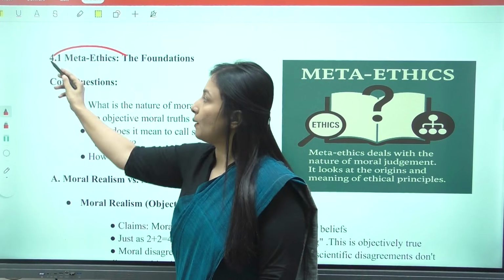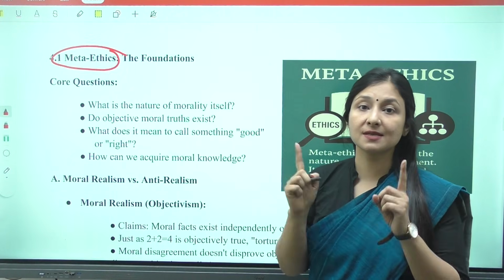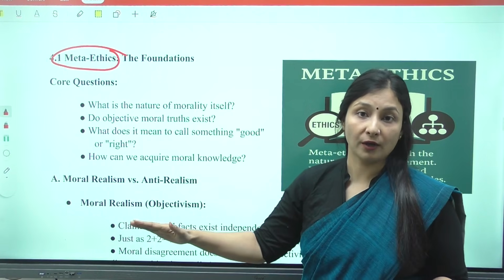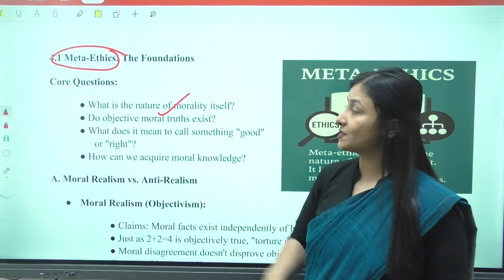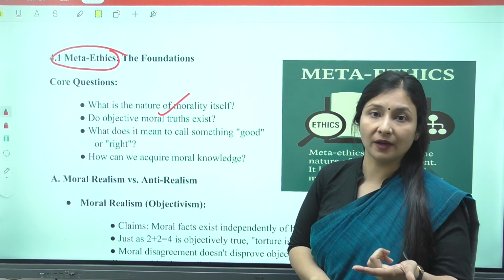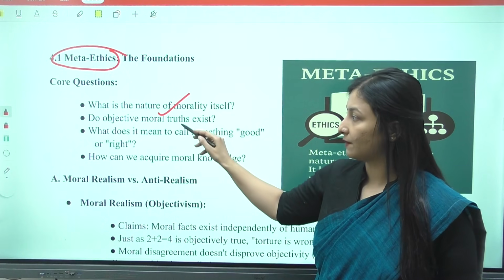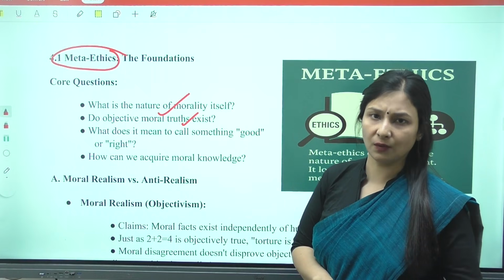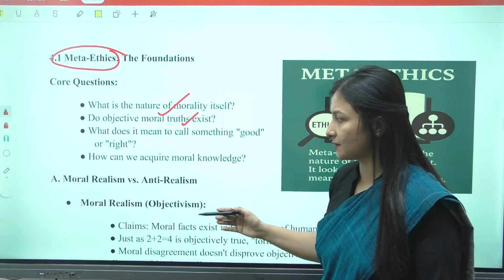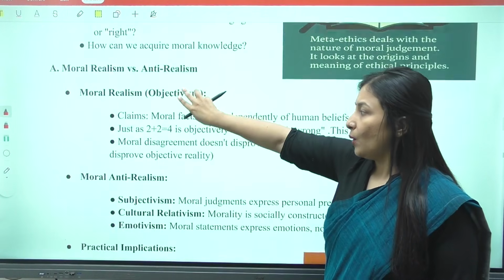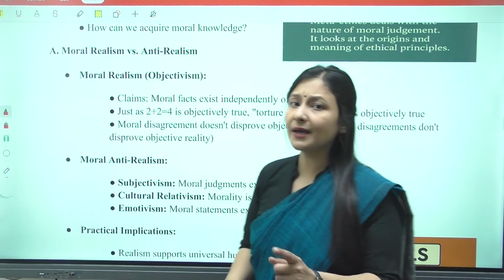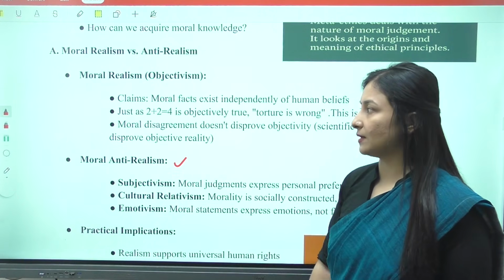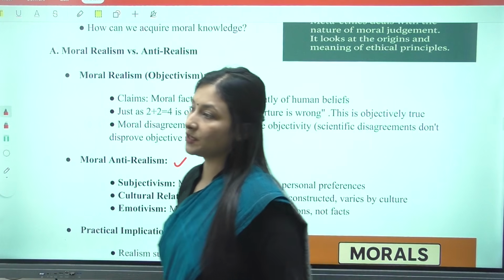Okay. First one, meta ethics. I have just discussed that these are the foundation building block, right? There you are just describing satya kya hota hai, what is the nature of morality itself. Do objective moral truths exist? Is there any kind of morality which is existing? You are just questioning all this, right? Over here, again, it deals with moral realism and moral anti-realism, right? Now, this is little going into detail.